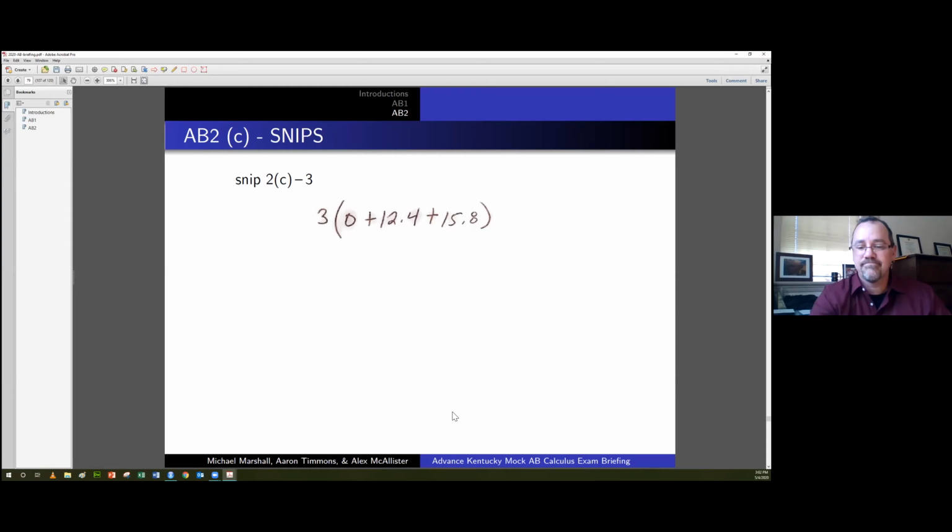So on this one, they're allowed to factor out the 3. That leaves it as a sum of products. But if we look closely, 15.8 is not what we're looking for. So we're going to say that's a 1 mistake. So 1 out of 2, and they cannot earn the last point, 0.